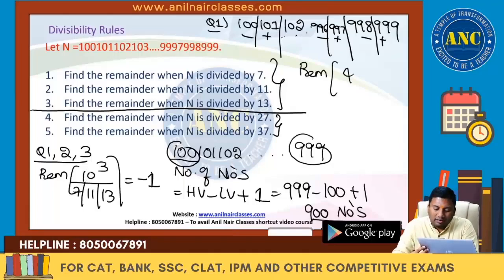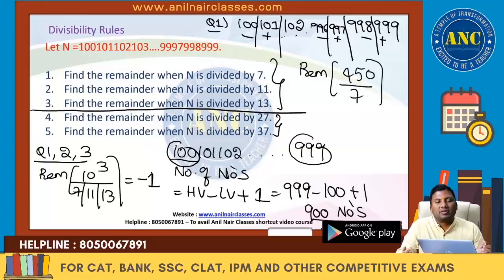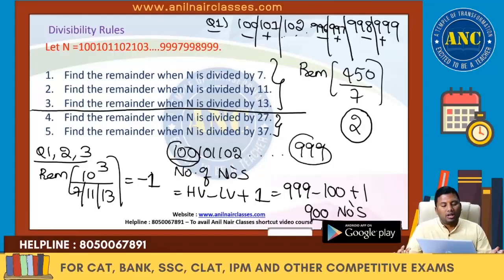So the remainder of 450 divided by 7: 7 sixes are 42, 30; 7 fours are 28. The remainder is 2. Are you all with me?